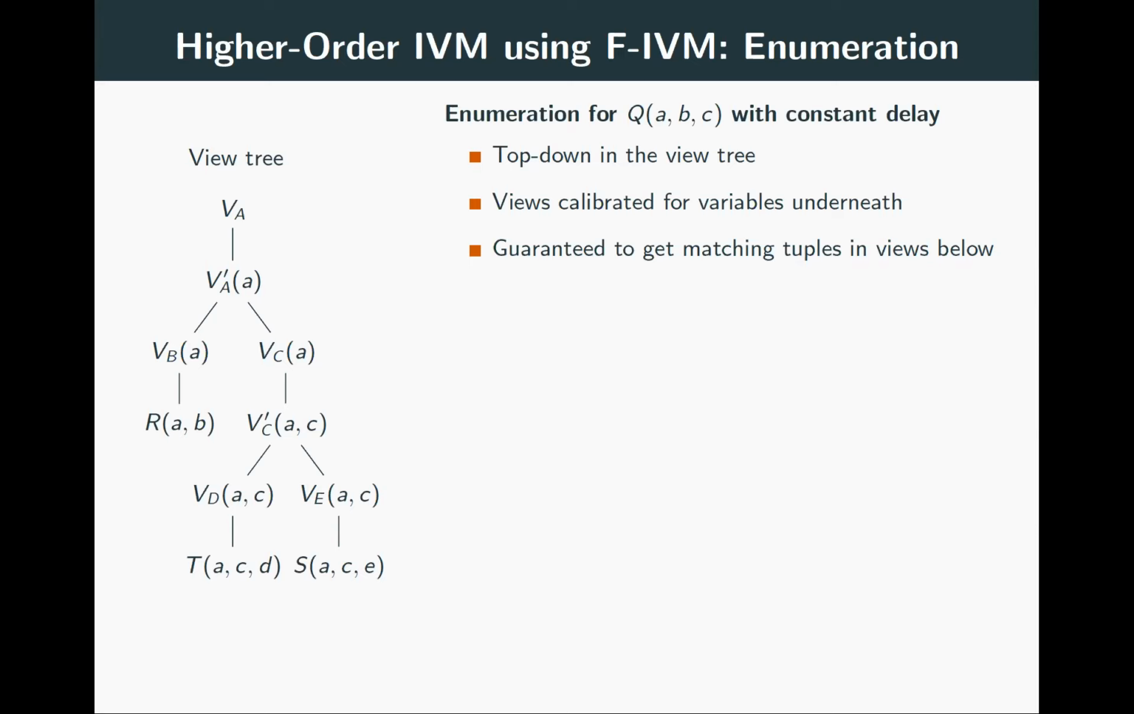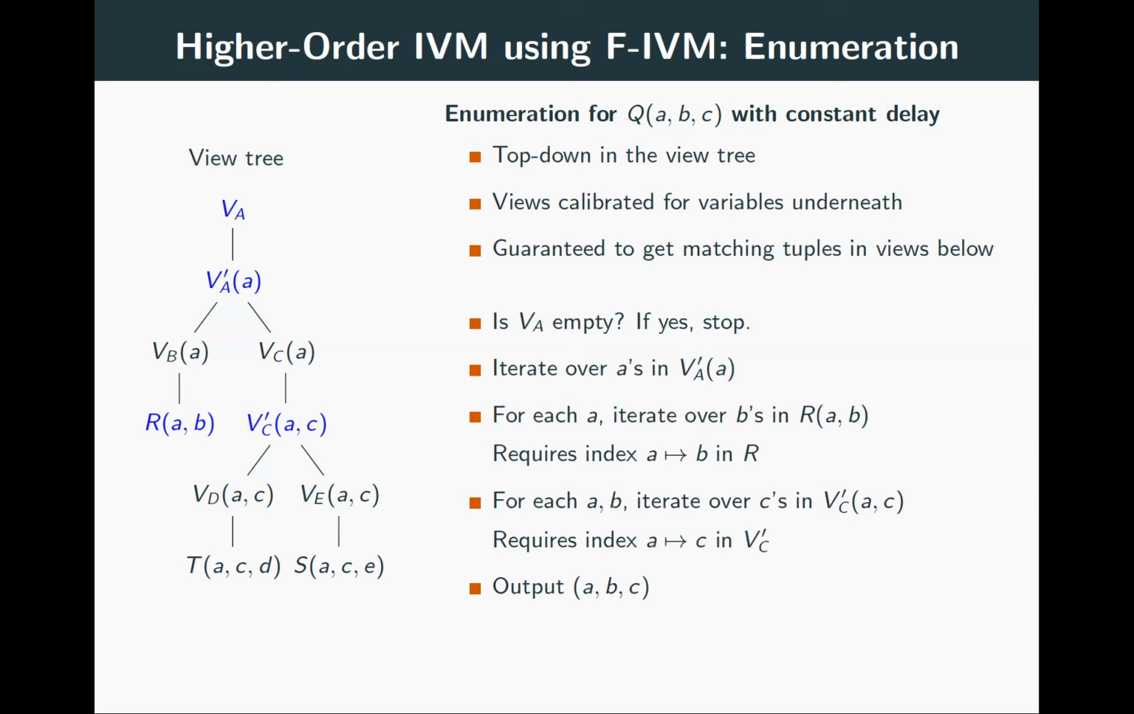Why is this important? Because we are guaranteed, when we look down with an A, to get at least a matching tuple in any of the views below that have A. So for every A, we are guaranteed in constant time to find the matching one. Therefore we can ensure the enumeration delay remains constant. Otherwise, imagine we have here some A's which don't appear here. Then we may have to iterate over very many A's until we find one that matches there, and the number of these attempts may be very large. So then we cannot guarantee the delay to remain constant. That is an important bit.